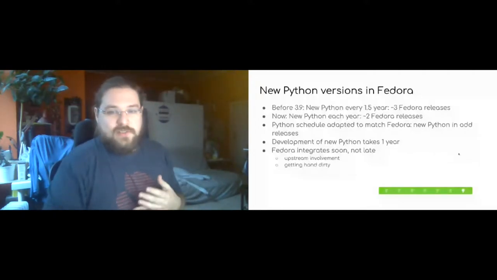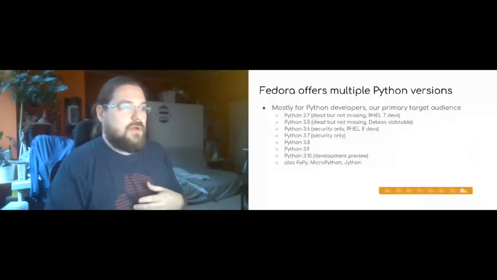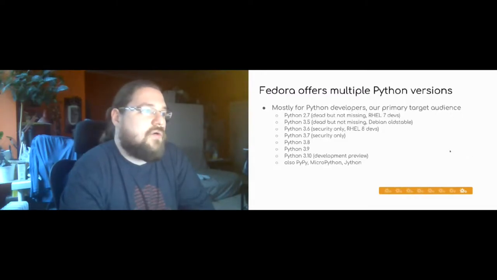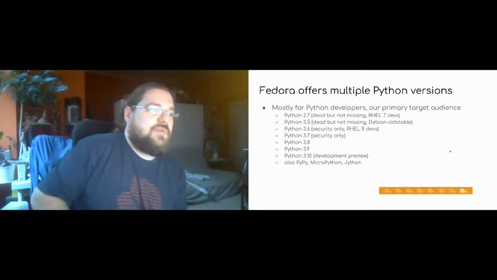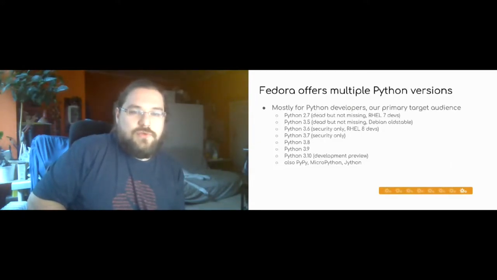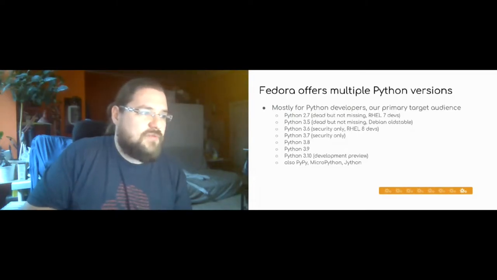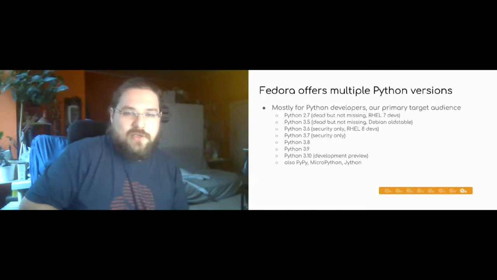Fedora actually doesn't only offer one Python version or two, as it used to be. Currently, we have a long list of Python versions. This is just so you have an idea. This is mostly intended for Python developers. So if you code in Python and you need to make sure that your software works with multiple Python versions, Fedora is your best platform of choice. We have multiple old Pythons, even some new Pythons. We really care about developers who use Fedora as their work machine, but they need to deploy for RHEL 7 or even Debian and stuff like that. We also have different Python implementations like MicroPython, Jython, or PyPy.